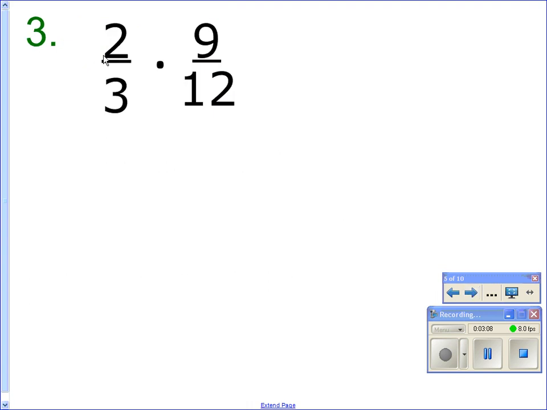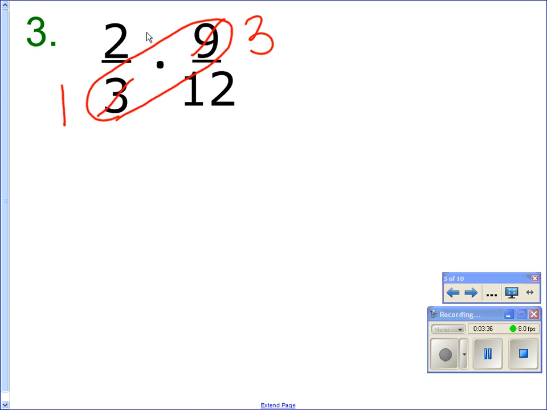Next problem, we have 2/3 times 9/12. So let's look at our diagonals again. You can start on whichever diagonal you want. I just always start with this one. That's just me. Okay, what number can go into 3 and 9? Well, 3 can. So 3 divided by 3 is 1. 9 divided by 3 is 3.